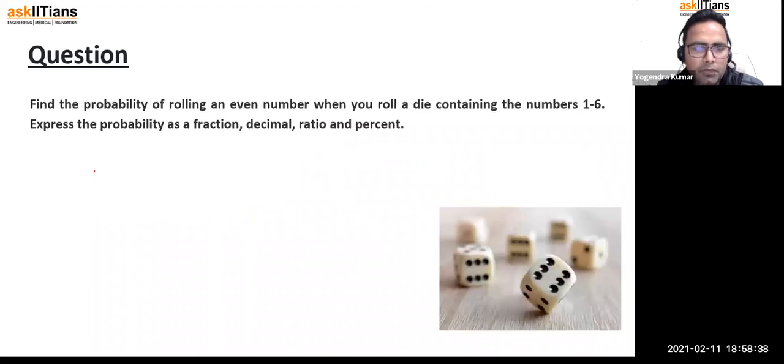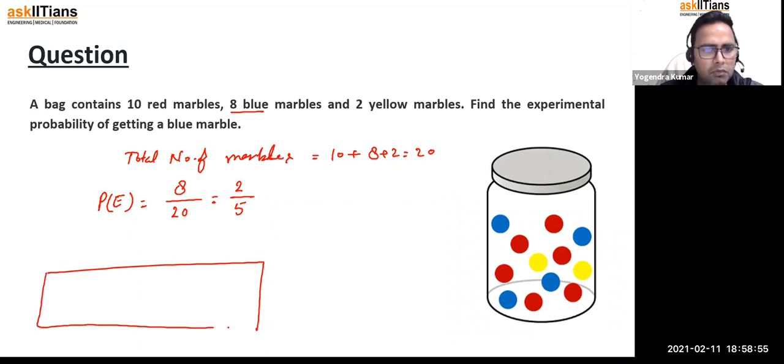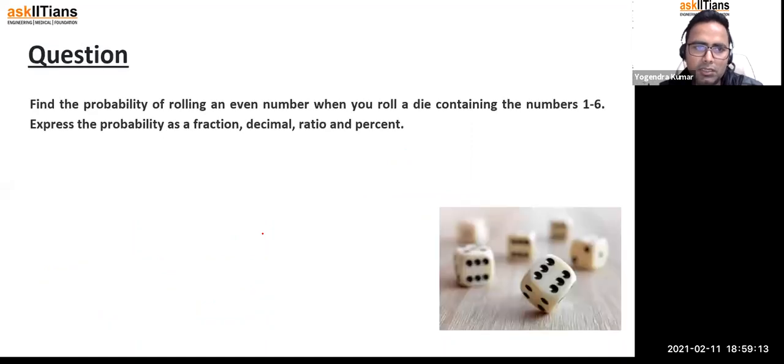Now find the probability of rolling an even number when you roll a die. One moment. Coming back to the previous question, if we have the record, the data from when we picked out the marbles, like the first attempt we got a blue marble, then we will predict from that data. I'll take a similar example, but let's go further to the next question.